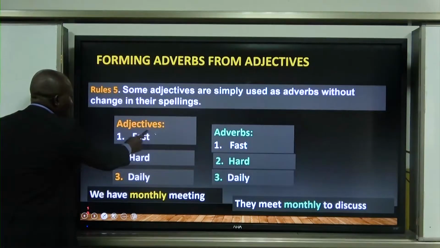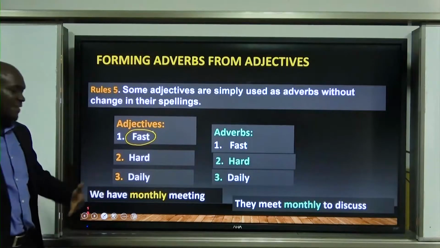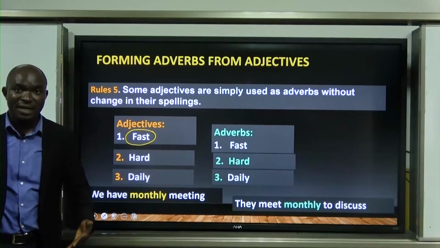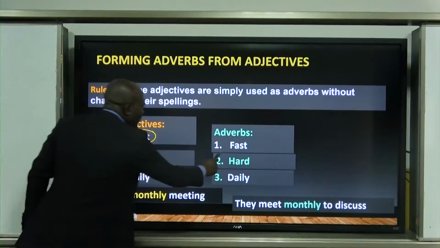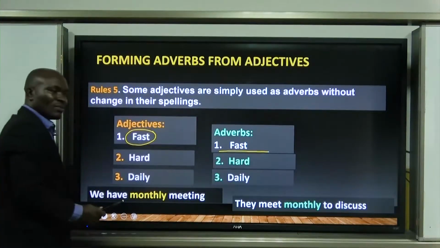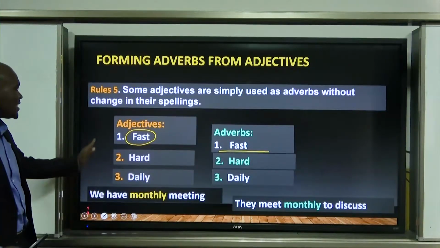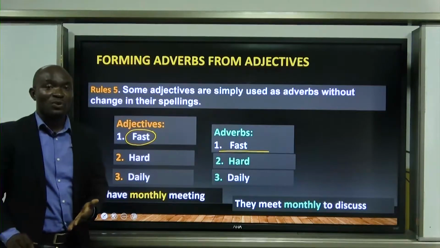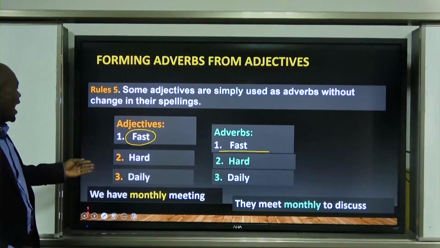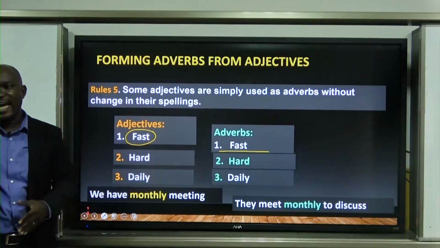Okay, so let's look at it. Adjective, the word fast. My dad has a fast car. What kind of car? A fast car. He runs fast. You don't need to change the spelling. So fast is used as adjective, and fast is also used as what? Adverb.